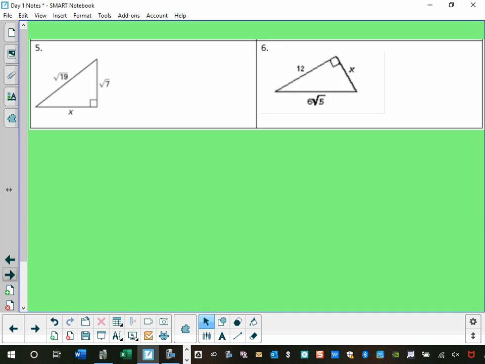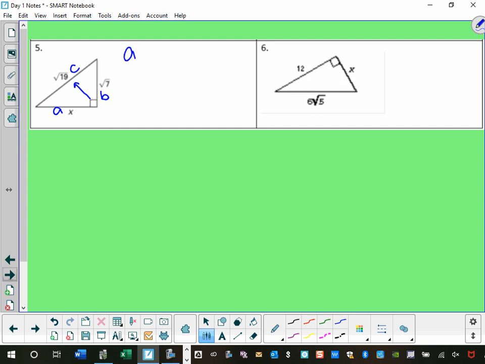All right, Izzy, on number 5, what is your hypotenuse? We have x, square root of 7, square root of 19. Well, your hypotenuse is your longest side, the longest side right across the right angle, right? So this is C. You can call x A and square root of 7 B. A and B are interchangeable.